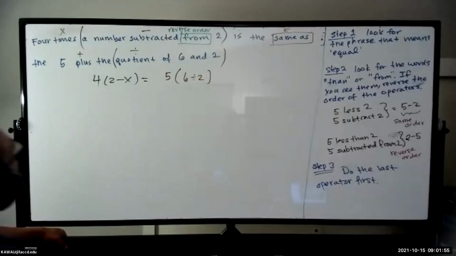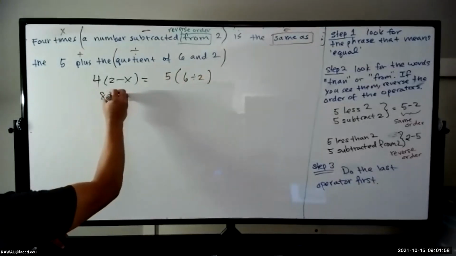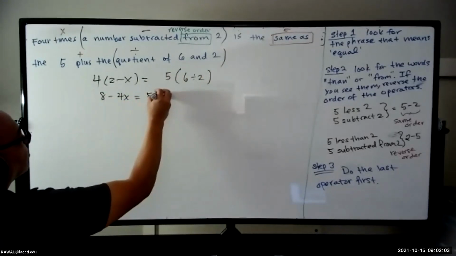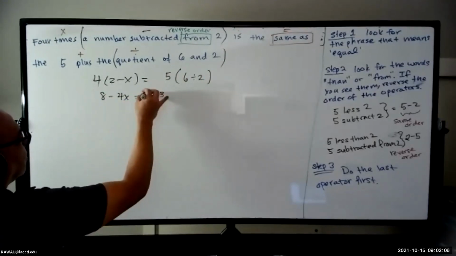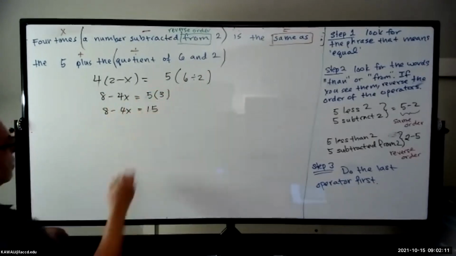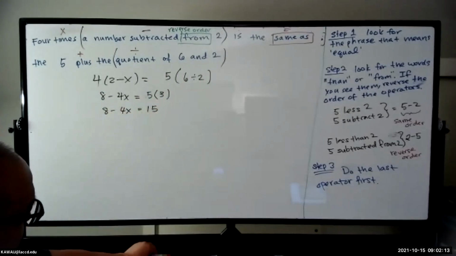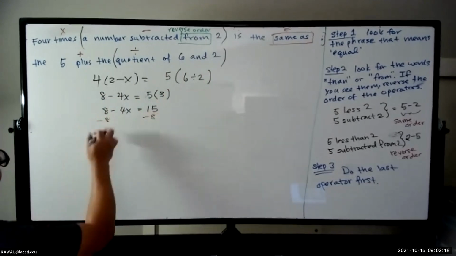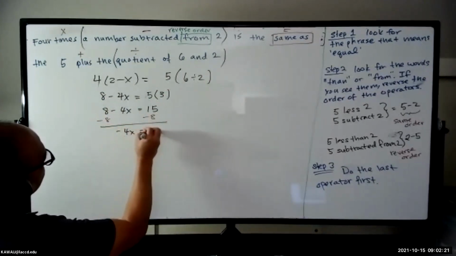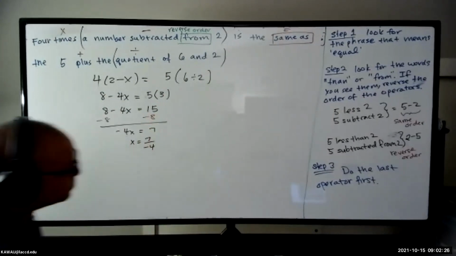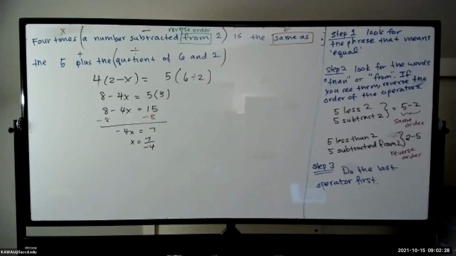Okay. So you have 8 minus 4x equal to 5 times 3. 8 minus 4x is equal to 15. So I'm going to subtract 8 from both sides. And I'll get minus 4x is equal to 7. X is equal to 7 divided by minus 4. Let me give everyone a chance to copy this.